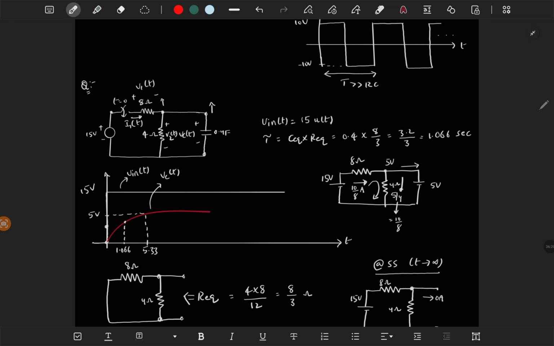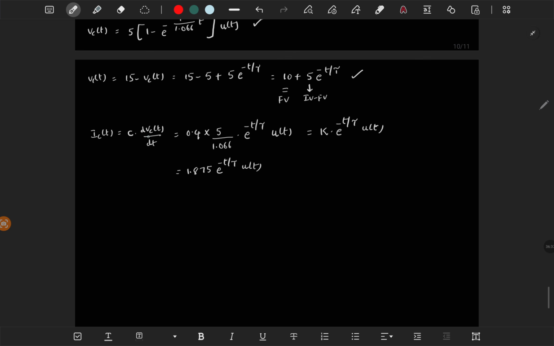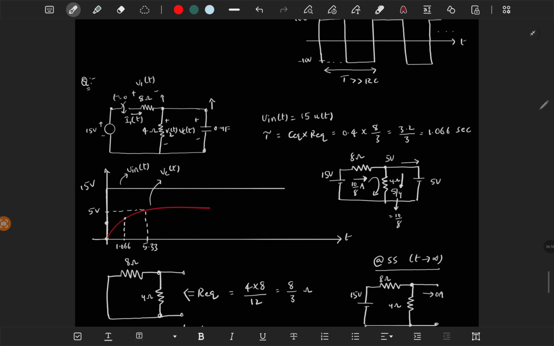Is the IC of t same as that of I2 of t? Definitely not. But Vc of t and V2 of t are same, but this IC of t is C dV by dt, but I2 of t is just a resistor, right? So it's V2 of t by this 4 ohm, and I2 of t is Vc of t by 4, and similarly I1 of t is V1 of t by 8. Yeah, that is how you can find all the voltages and currents for this circuit.